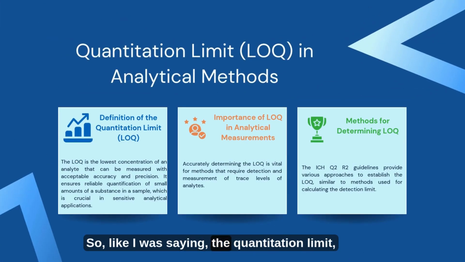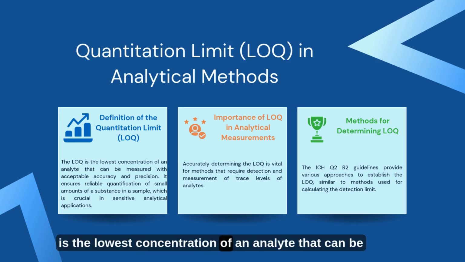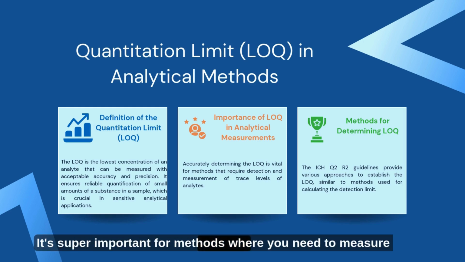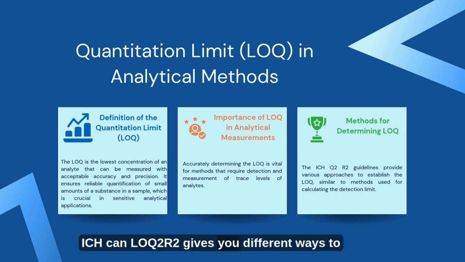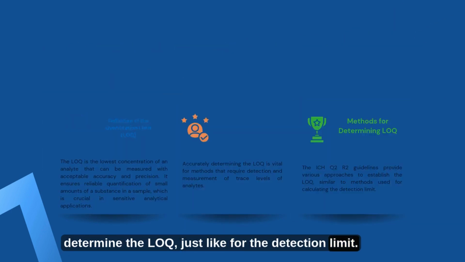So, like I was saying, the quantitation limit, or LOQ, is the lowest concentration of an analyte that can be reliably quantified with acceptable accuracy and precision. It's super important for methods where you need to measure small amounts of stuff. ICH-Q2R2 gives you different ways to determine the LOQ, just like for the detection limit.